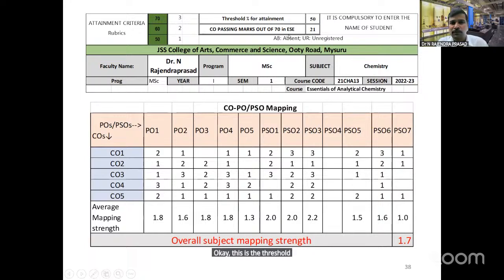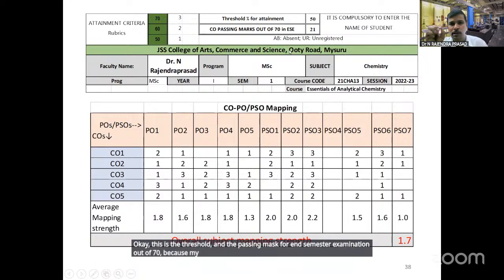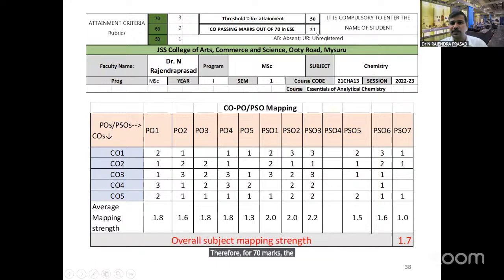And the passing marks for the end semester examination is out of 70, because my course has the proportion of internal assessment and end semester examination as 30:70. Therefore, for 70 marks, the passing mark is fixed at 21. 30% of 70 is 21. This is the threshold for the end semester examination.